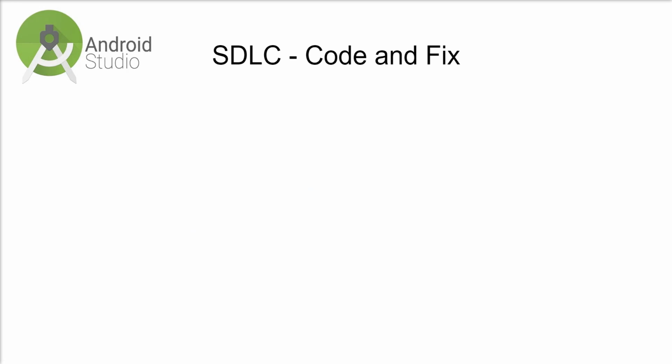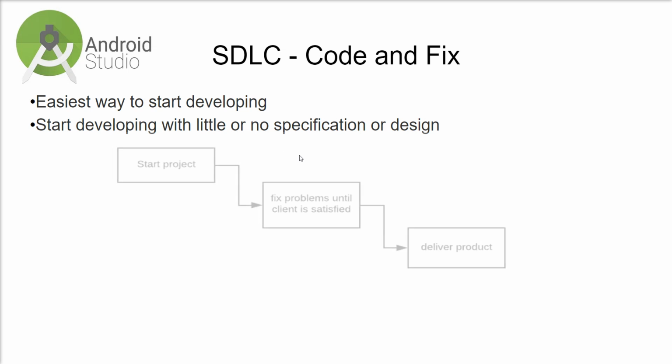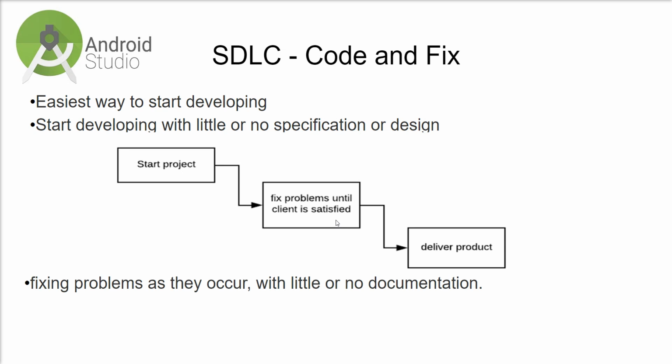So what is the Code and Fix SDLC? Code and Fix is a way that we can use to develop applications. It's one of the easiest ways to start developing code, as it doesn't require much specification or design. So there's no real design process that goes into Code and Fix. We just have an idea and start coding immediately. So we start our project, fix the problems until the client's satisfied, and then we deliver the final product.